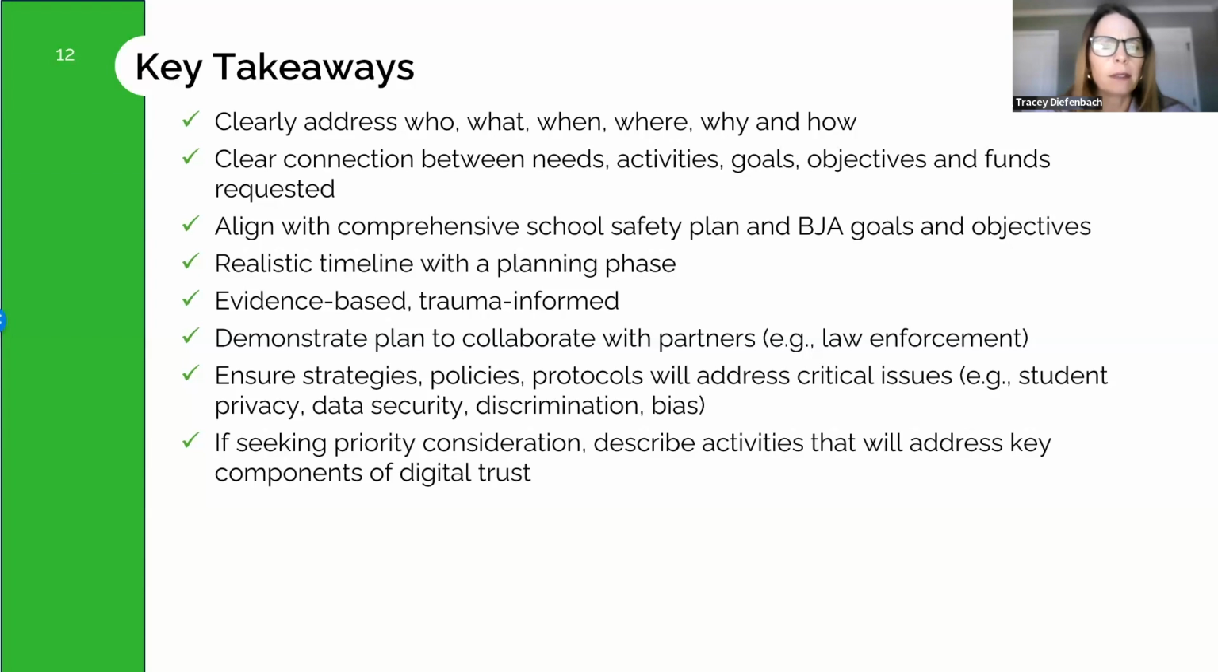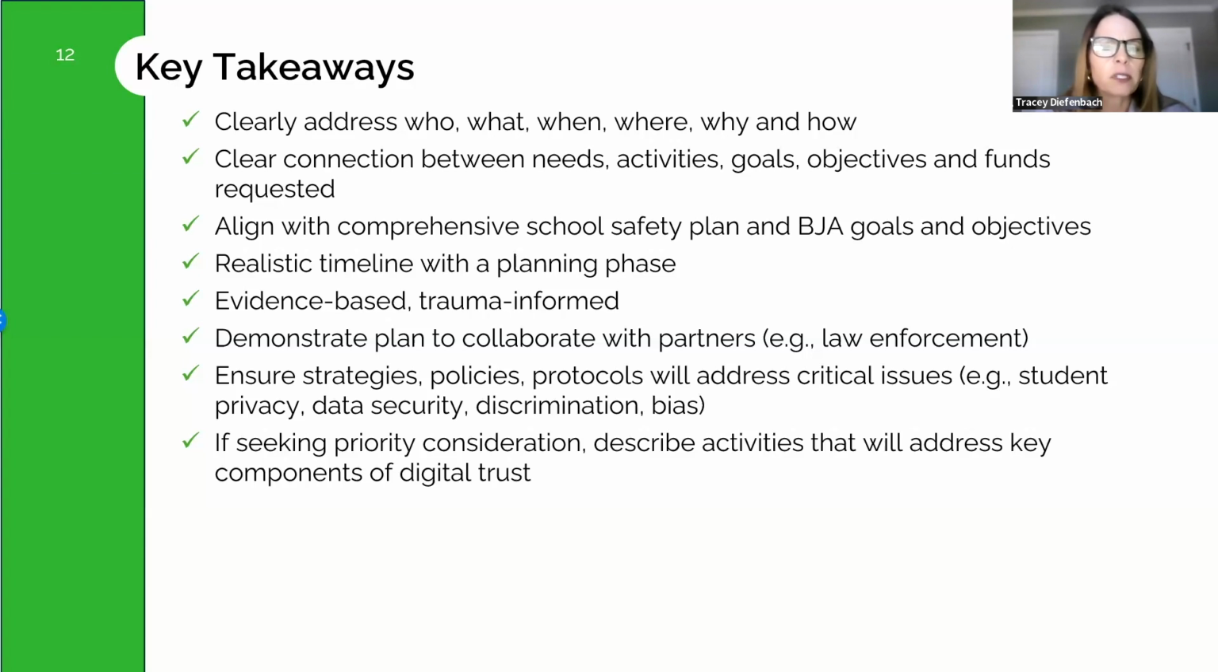Next, show the alignment between the identified needs to the activities, goals, objectives, and requested funds. And make sure this is in alignment with BJA's goals and objectives. Include detail on how your project aligns with and furthers your broader safety goals outlined in your comprehensive school safety plan. Help reviewers see this project is part of a bigger overall plan. We already have some buy-in, commitment, resources focused, and this will only bolster our project and further maximize the impact of this project, as well as collaboration and long-term sustainability.